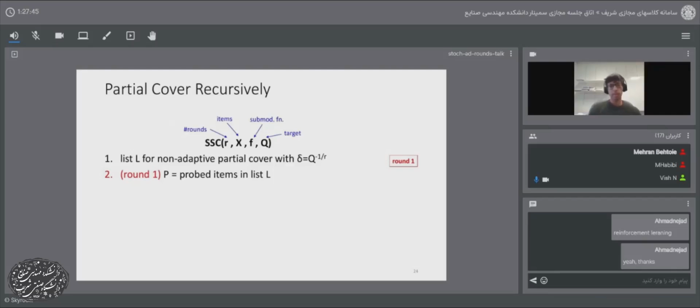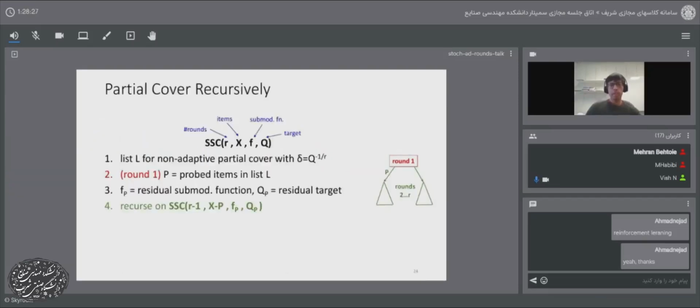So what we do in the first step is to apply the non-adaptive partial cover algorithm that I just outlined in the previous slide. And we're going to use that with the parameter delta being q raised to minus 1 over r. So delta was the fraction of the function that was not covered. So delta is a value between 0 and 1. So we set it to be this particular value. And what we do in round one is to probe the items in this list until we get a function coverage of 1 minus delta times q. So that's going to be our round one.